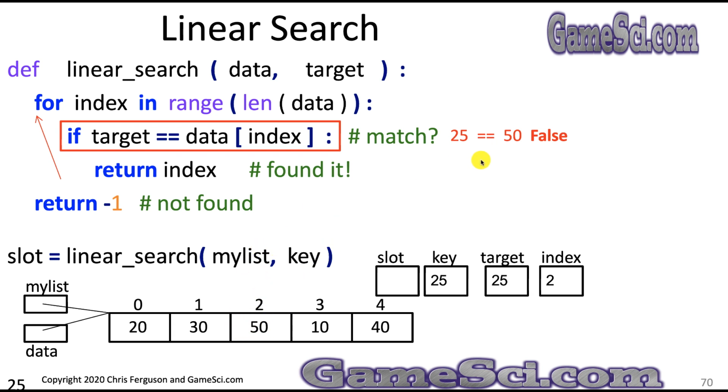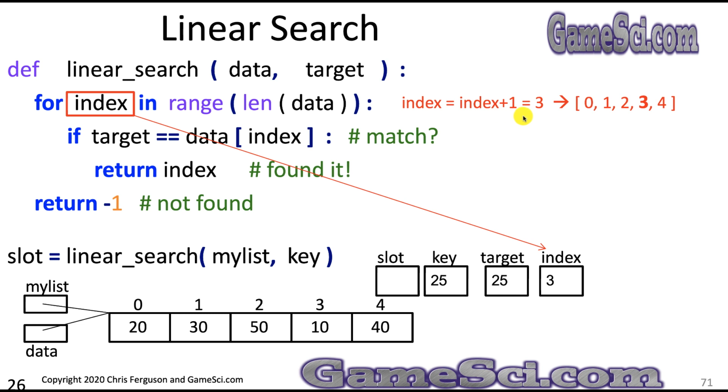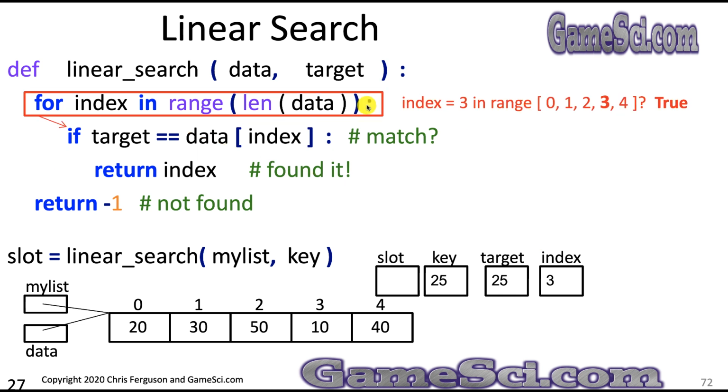And that is a false statement. As a false statement, we will skip the indented code, hit the end of the for loop, and come right back up and do the for loop again. Index equals index plus 1, or 3. It looks like we're still in range. As a true statement, we are in range. We will go inside the for loop and execute the for loop.